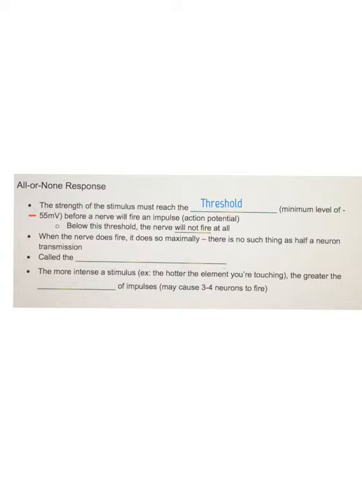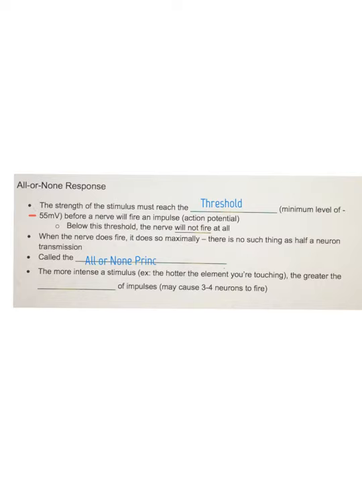Below this threshold, the nerve will not fire at all, meaning it won't pass on that signal to the next neuron. When the nerve does fire, it does so maximally. There's no such thing as half a neuron transmission. There's no weak neuron transmission, there's no strong one. Strength is not dependent on how much the neuron is passing on the action potential. If it's going to fire, it does so maximally. So if it hits the threshold, it's going to go just as fast and just as strong as it would at any other potential. And that is called the all or none principle.